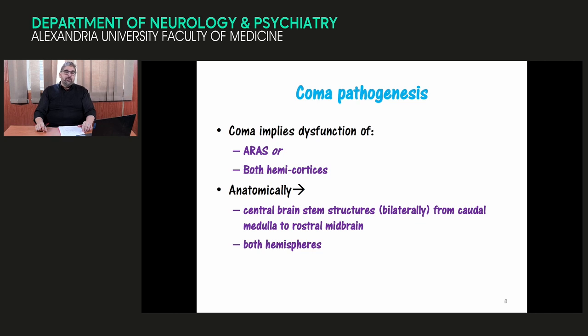So, for coma to be present, in order for consciousness to be affected, it needs dysfunction of either the ascending reticular activating system or both hemicortices, because if one side is affected, the other side may compensate. There may be some impairment in the content of consciousness, but the patient is still maintaining, or apparently looking, wakeful. But in order to be comatose, the parts to be affected are the ascending reticular activating system or both cerebral hemicortices. So anatomically, any central brainstem structures bilaterally, starting caudally from the medulla to the midbrain cranially, or both cerebral hemispheres may be affected.